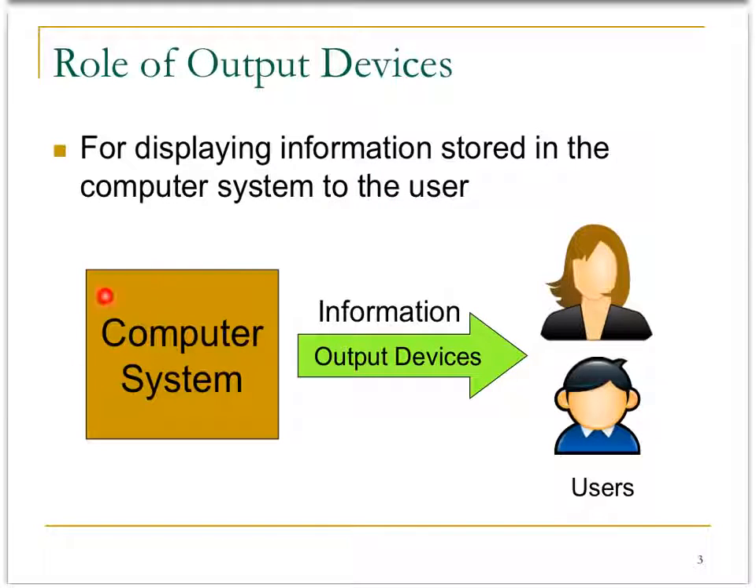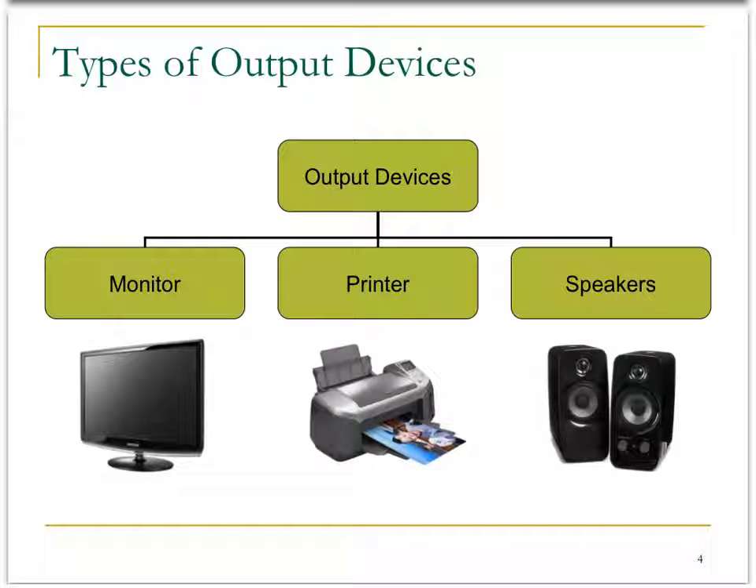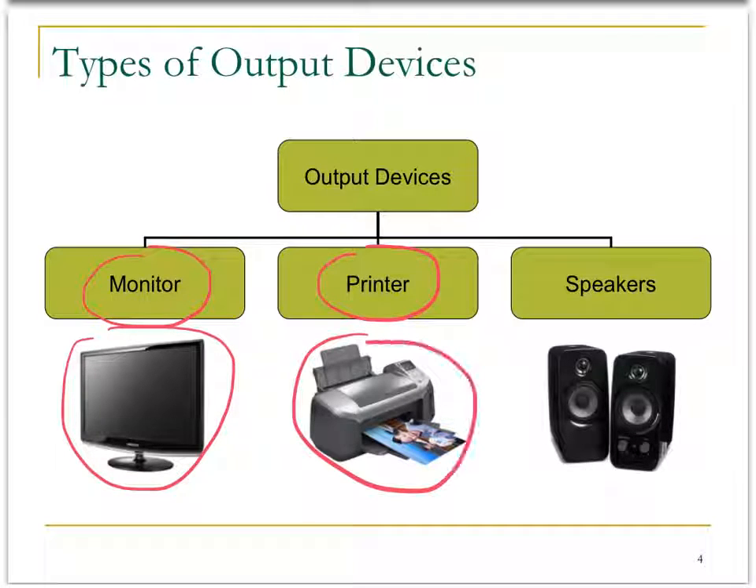So therefore the data or the information, they are actually stored in the computer, and through the output device they are displayed to the user. And there are mainly three types of output device: the monitor, printers, and speakers. For the monitor, the information and data are displayed through the computer screen. For the printers, they produce hard copies or printouts to the user. And for speakers, they are responsible for producing sounds or audio to the user.